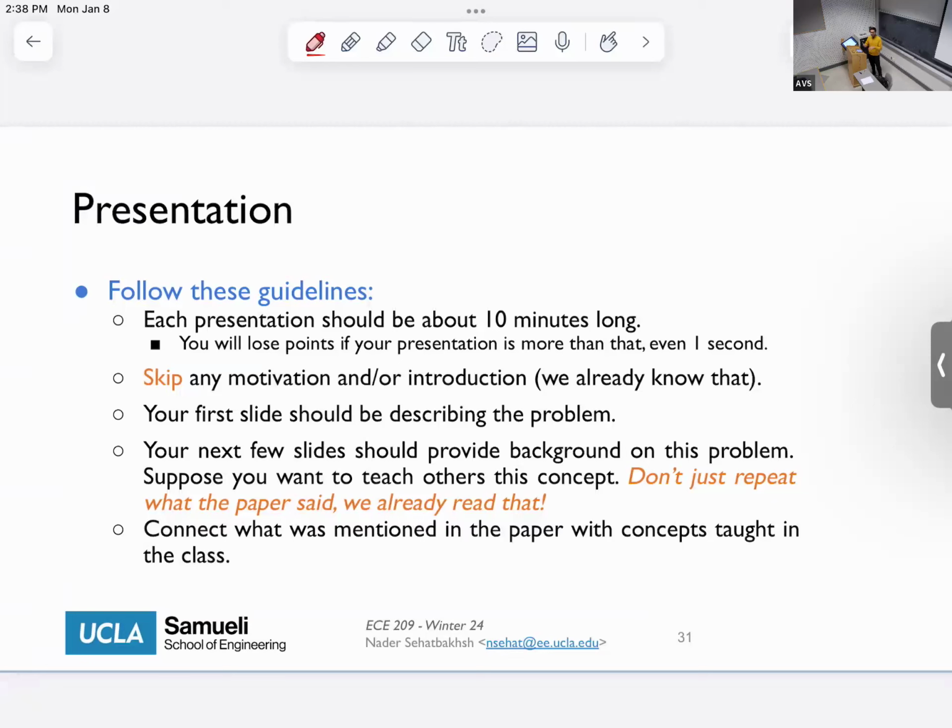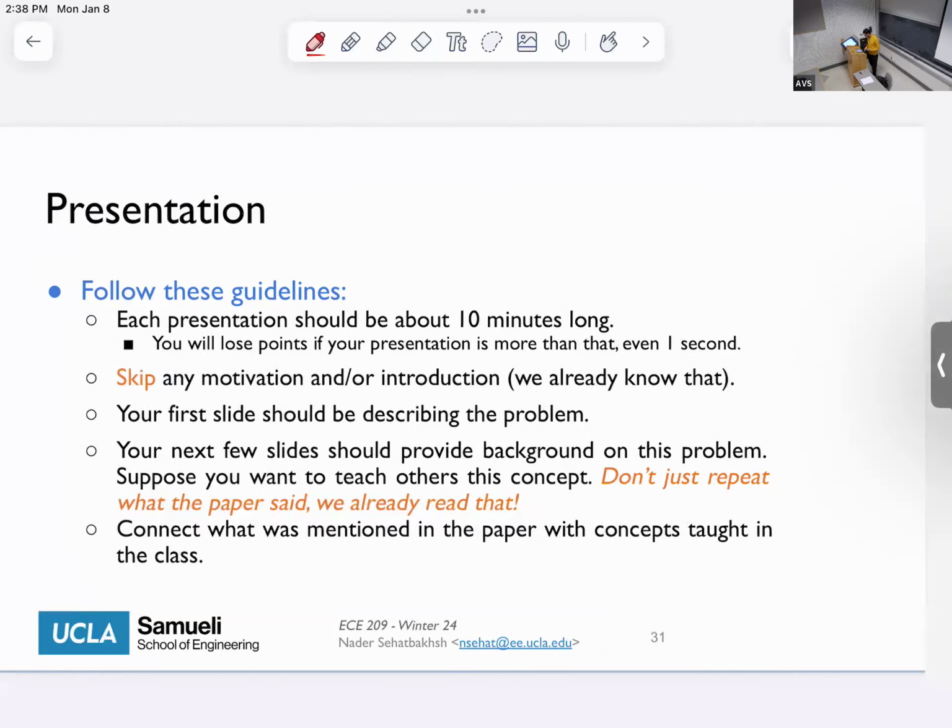And then again, connect what was taught in the class with what is in the paper. So for example, in the class, maybe we talked about a simpler scenario, and this paper is talking about a much more complex scenario, right? So connect these things so that people understand the relationship between this paper and the things that we have been taught, all right?